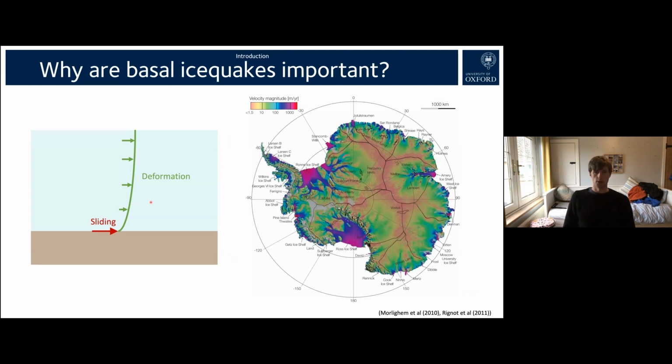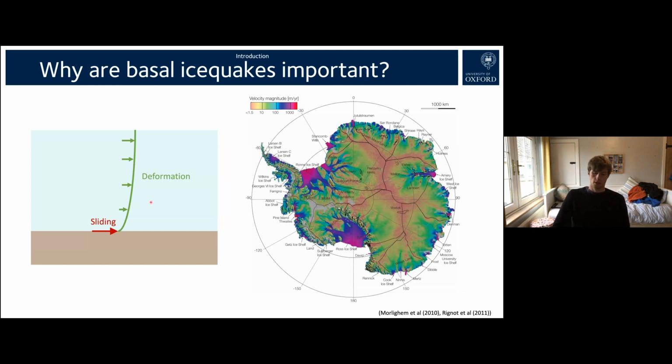So why are basal icequakes important? Why do we care about them? Well, ice flows into the ocean and hence causes sea level rise, primarily in two ways. The first is through deformation, so the ice flowing off the continents into the oceans viscously. I guess a bit like if you poured custard over your dessert and how it would flow over the dessert if you've got thick custard. But ice can also slide into the oceans.